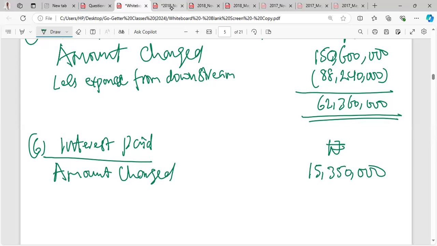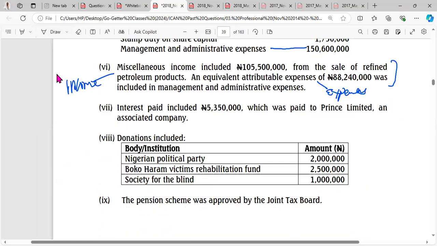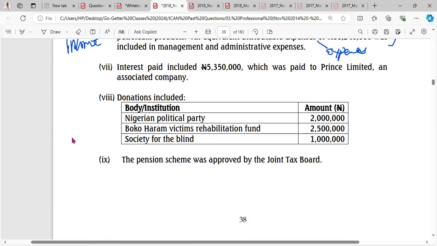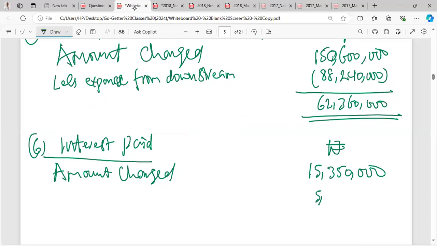And now let's look at what is mentioned after the amount charged. We are told that interest paid includes 5,350, which was paid to Prince Limited, an associated company. We were not told if this interest was paid at arm's length. Any information on that? No information on that. So it is assumed that these are not arm's length transactions. So we are going to remove this money because they are not at market value. This is an associated company, that's a related party. 5,350,000.